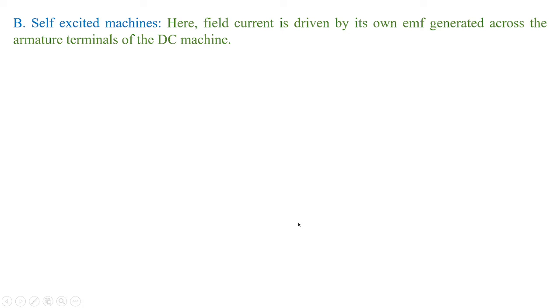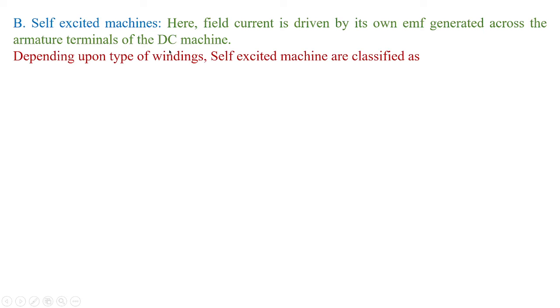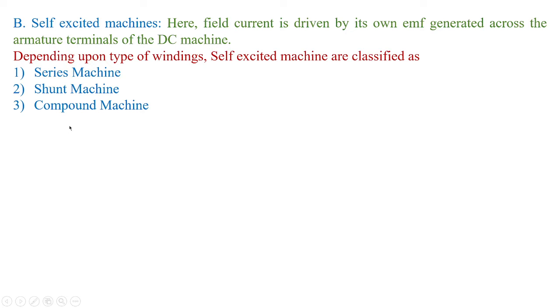Under self-excited machines, the field current is driven by the machine's own EMF generated across the armature terminals of the DC machine. So depending upon the type of windings, self-excited machines are classified as series machine, shunt machine, and compound machine. Whether it is a generator or motor, this is a broad way of classifying self-excited machines.